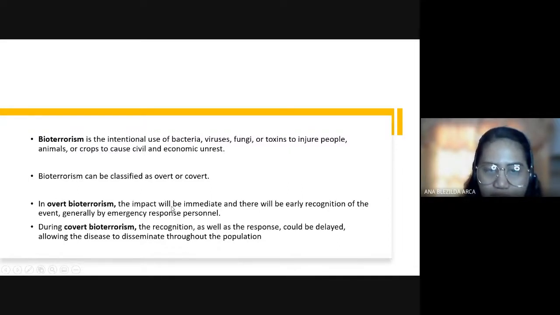So, for the overt, the impact will be immediate and there will be early recognition of the event. Tulad ng pagsabog, di ba? Yan ang overt. For the covert naman, the recognition as well as the response could be delayed, allowing the disease to disseminate through the population. Just like, yun nga, nagtapon sila ng bacteria or virus sa tubig, di ba? Tapos kumalat yung tubig na infected, ininom ng mga tao, unti-unting nagkasakit yung mga tao. That is the covert bioterrorism.